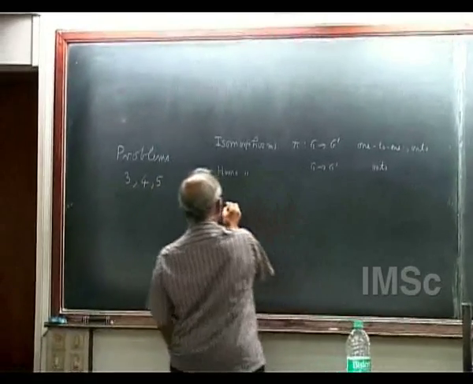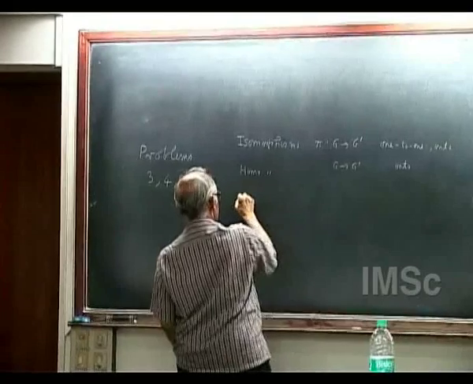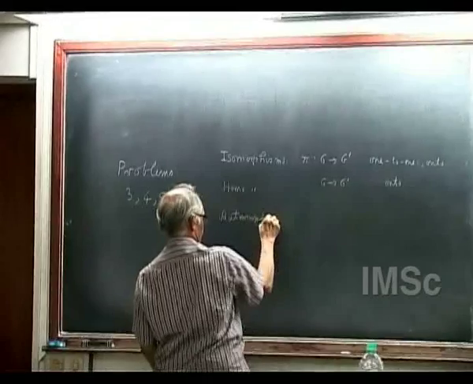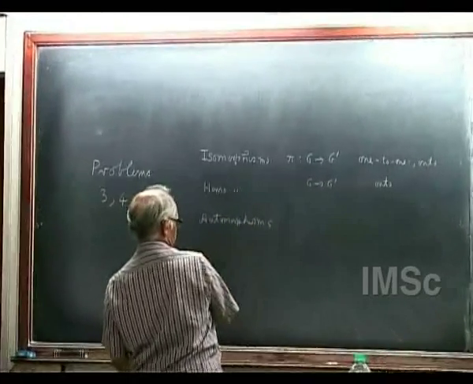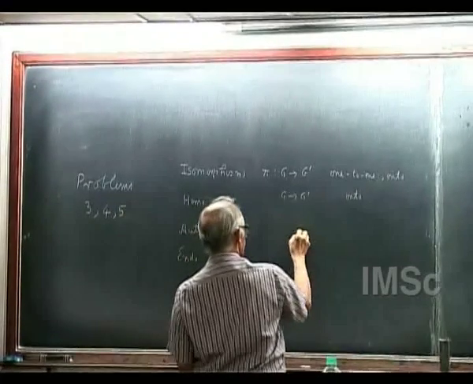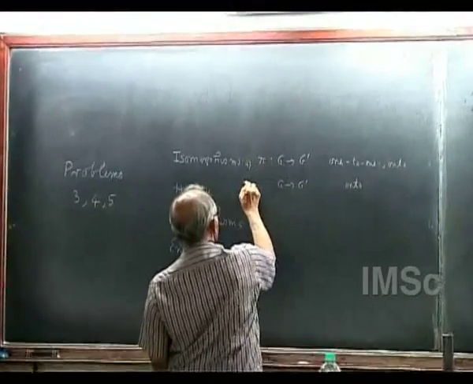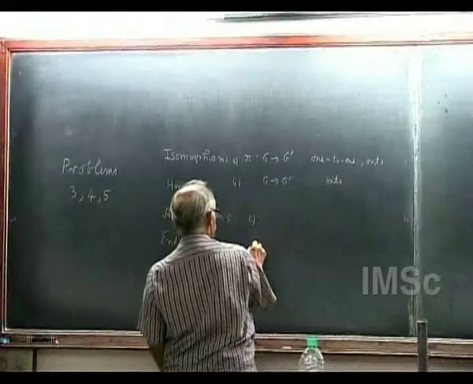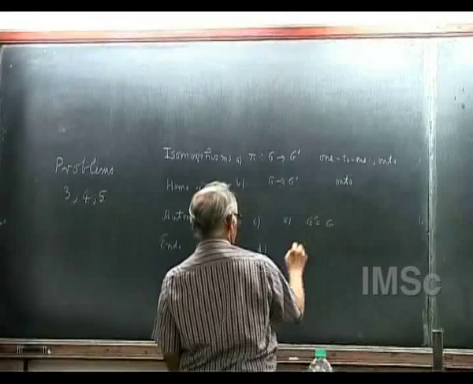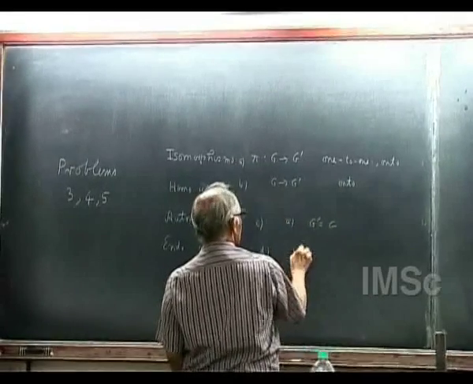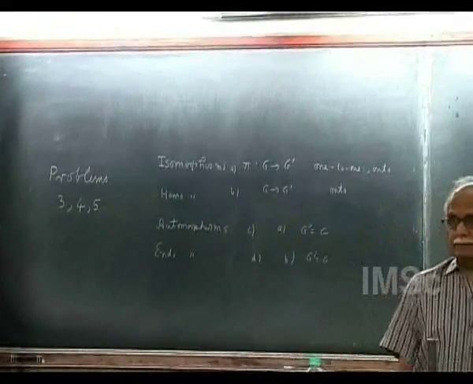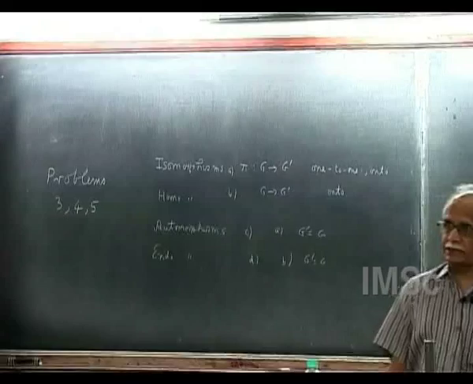And then we also defined automorphisms and endomorphisms. So we have here A, B, C, D. C is G equal to G prime, and D is G prime equal to G. So the image and the domain are the same when we talk about automorphisms and endomorphisms.